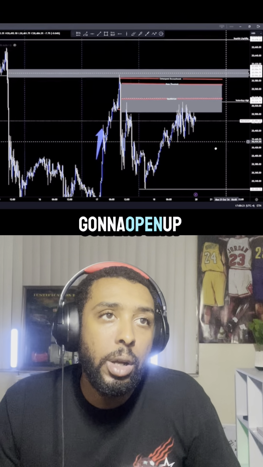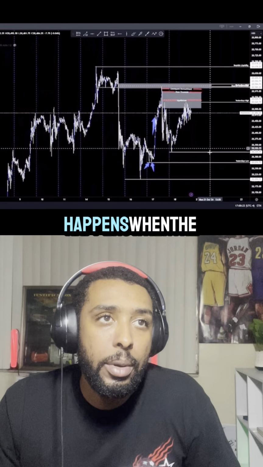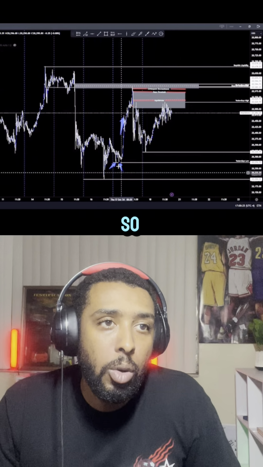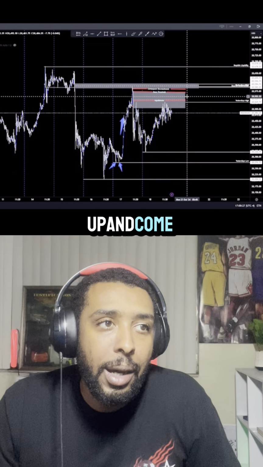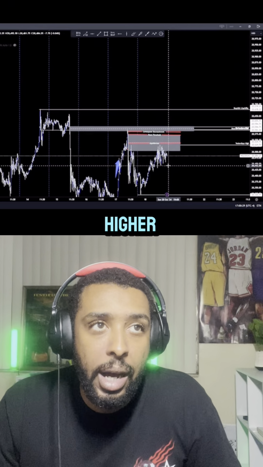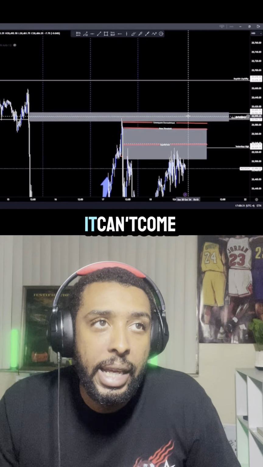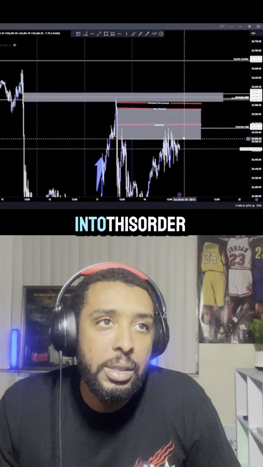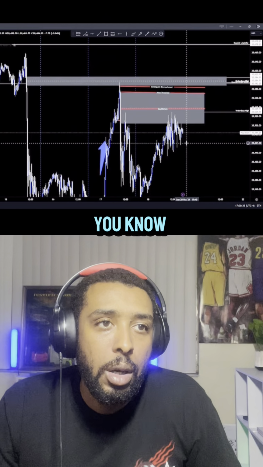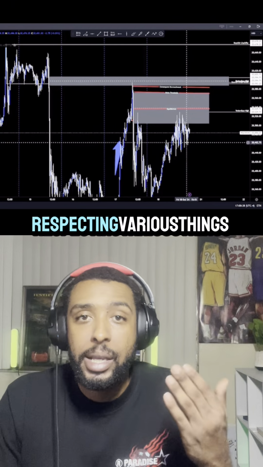The market is going to open up right here. So let's see what happens when the market opens up. I'm expecting the market to open up and come down and take these lows before we go any bit higher. That's just my analysis, right? It can come up here, tap into this order block again, but right now it's respecting bearish things.